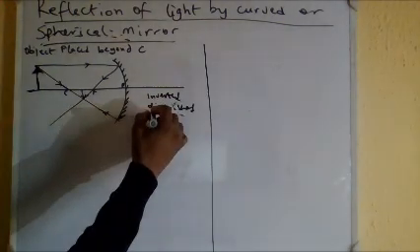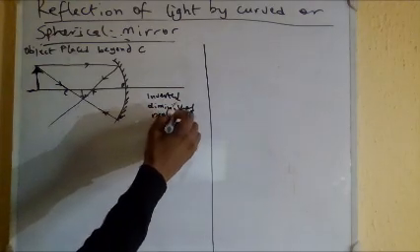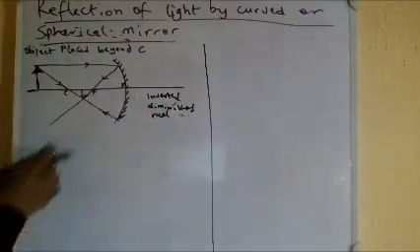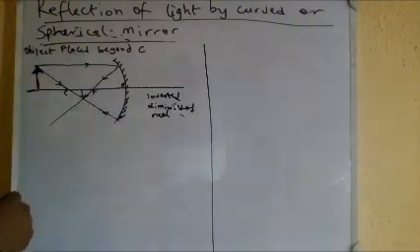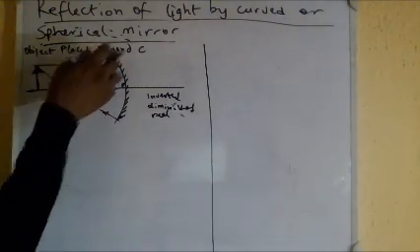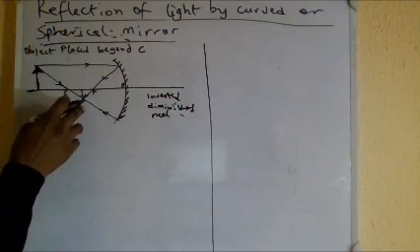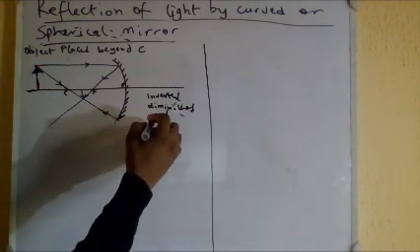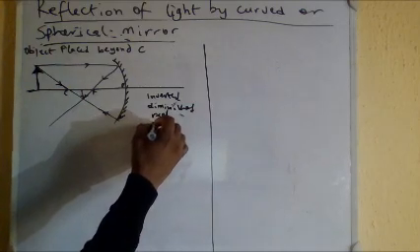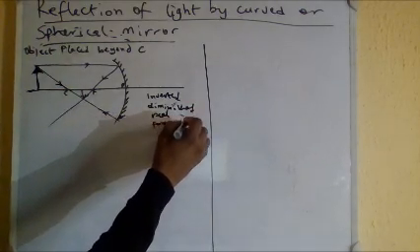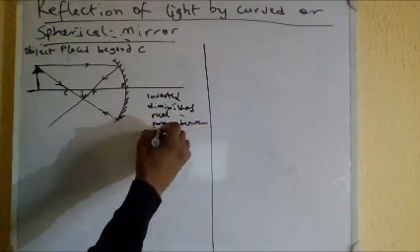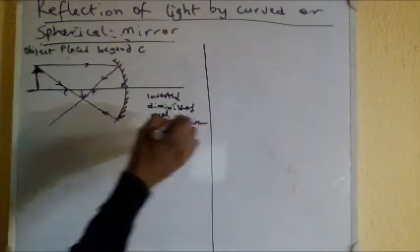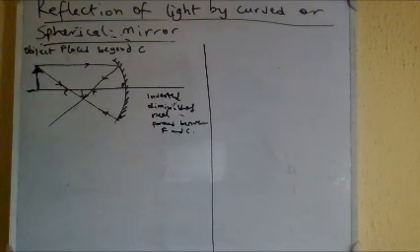It is a real image. Why? Because it is formed in front of the mirror. Real rays are interacting to get the image. So it is formed in front of the mirror. Okay, so these are the characteristics, and it is formed in between F and C.